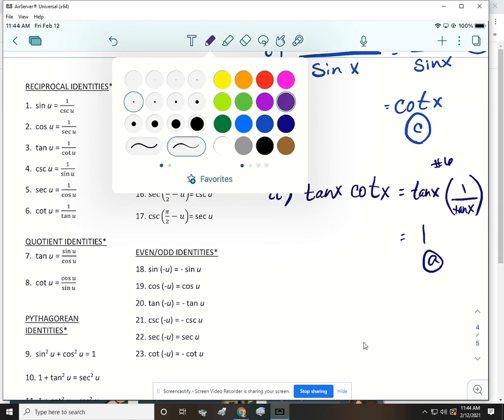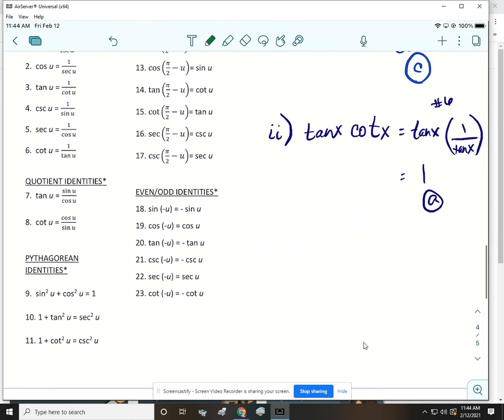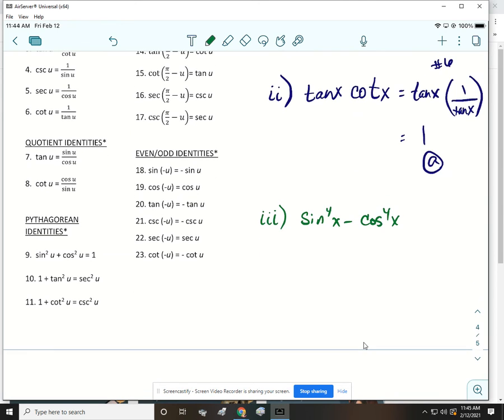Okay, let's look at another one. Let's look at 3, or I. We have sine to the 4th of x minus cosine to the 4th of x. All right.